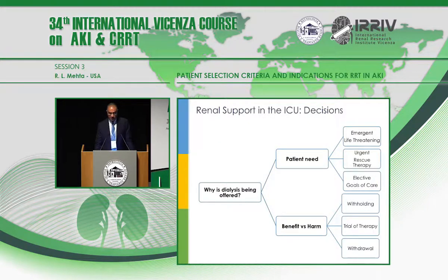And when you think about this aspect, we are in three categories defining when RRT is required, whether it's emergent to life-threatening, when it's urgent, which I would term a rescue therapy, or elective, which is driven by goals of care. And on the other hand, the benefit versus harm consideration requires a thought process: should you withhold dialysis? Or if you do offer it, is it under the constraints of a trial? Or do you actually withdraw it early enough once you've started it? So these are the framework, and what I'll try and do is walk you through some of the conceptual and the evidence behind why we do what we do.